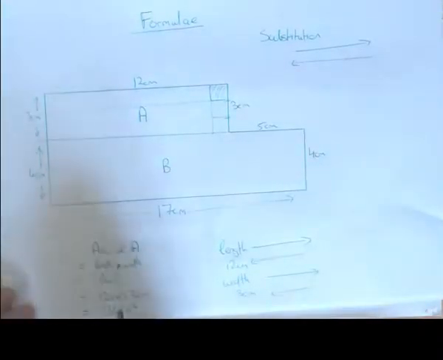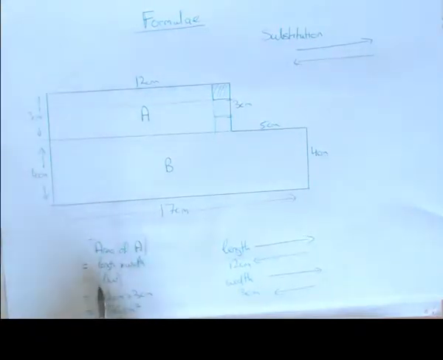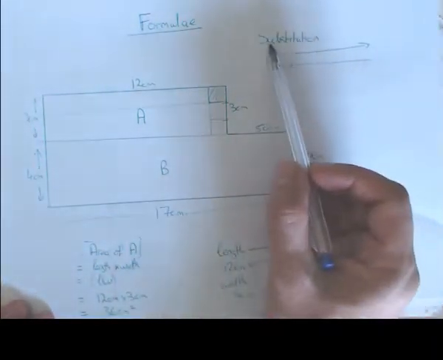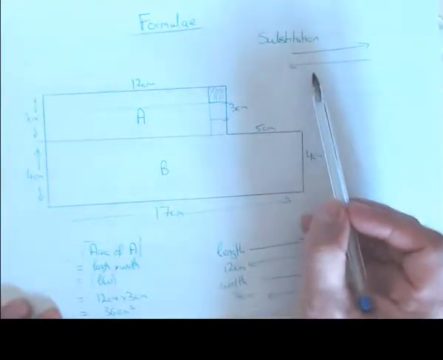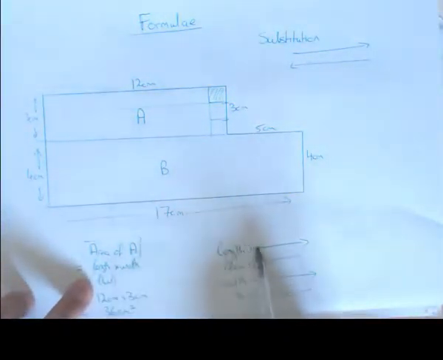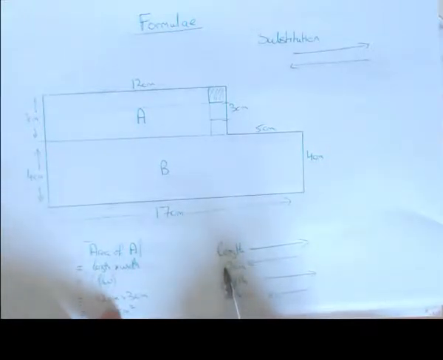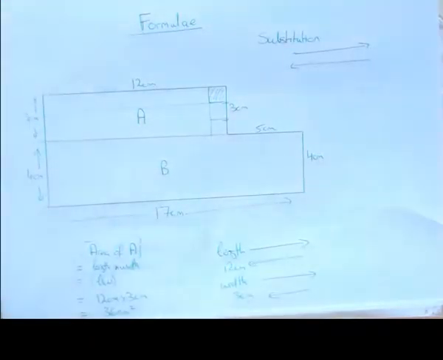The formula that we have for the area of a rectangle is the length by the width, or if you like, we can just write down LW. What we do then is we substitute. Substitution means something goes off and something else comes on. In this case, it means that the length goes off and the number 12 comes on. So there's 12 centimeters. The width goes off and 3 centimeters comes on.